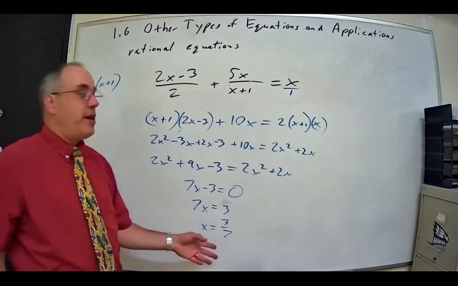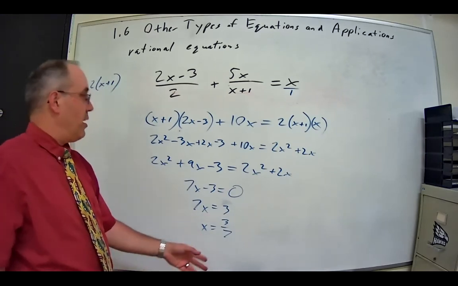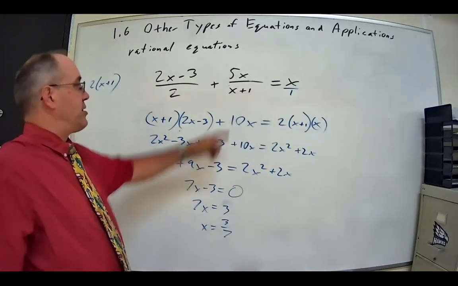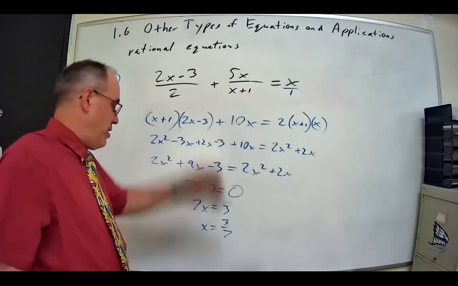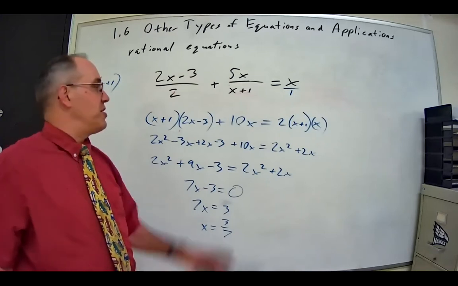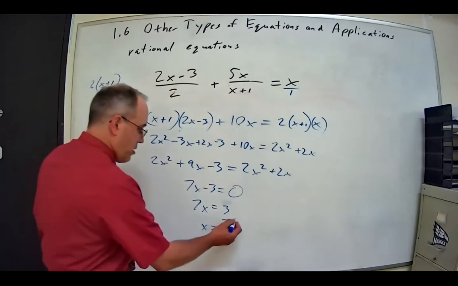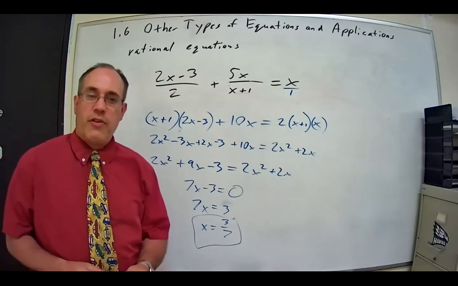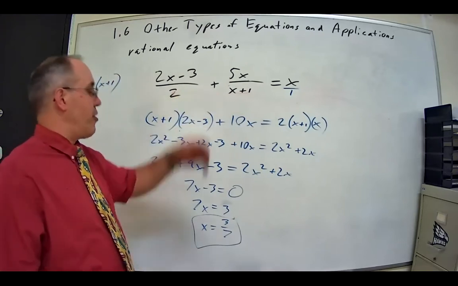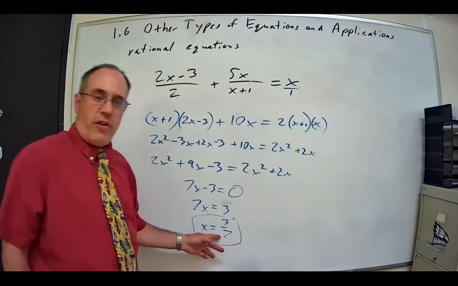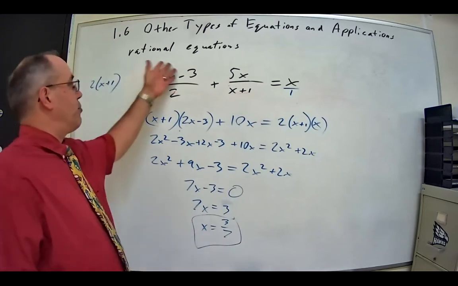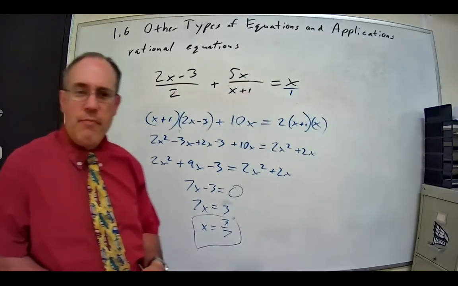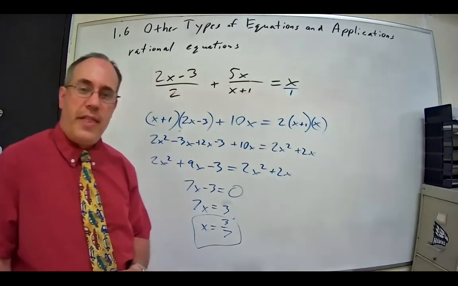And then we want to make sure that this doesn't make any of the denominators 0. And obviously our denominator x plus 1, 3/7 is not going to make that 0. So that's a proposed solution, and that's a verified solution in that it doesn't make it 0. To go back and actually verify to make sure it actually works, we'd have to plug it in all these places. And to be honest, I'm not going to take the time. You can do that, and you can verify that on your own.